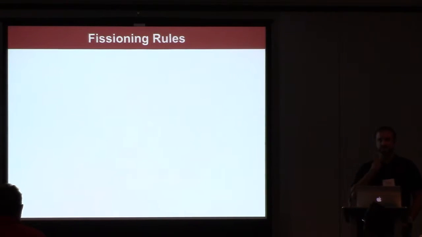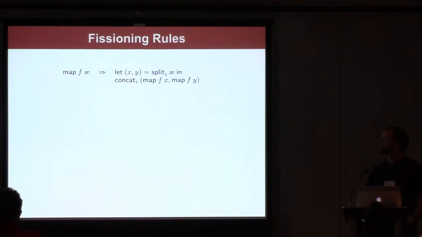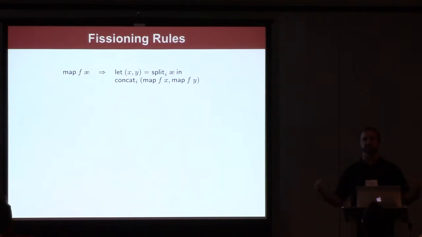So I mentioned that there are different rules for fissioning, and the one that I just showed you there was map. So map of f over some array expression: we split that up into 2 subarrays, and then we map over both of those and concatenate them back together. And this pattern of splitting, then applying the operation to the 2 halves, and then combining, works for a lot of different operators.